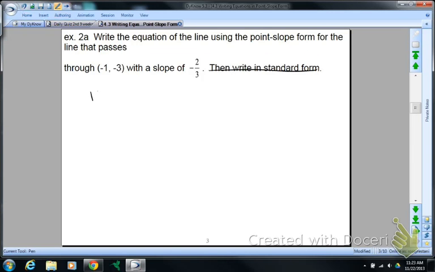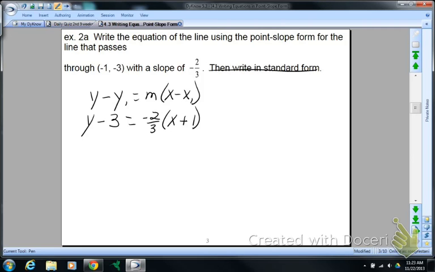Okay, write the point slope formula. y minus y1 is equal to m times x minus x1. So let's plug in. That's y minus a negative 3, which is y plus 3, is equal to m, which is -2/3, times x minus a negative 1, which is x plus 1. Y plus 3, do the distributive property. That's -2/3 x. -2/3 times a positive 1 is -2/3. Okay, this should be a plus 3.